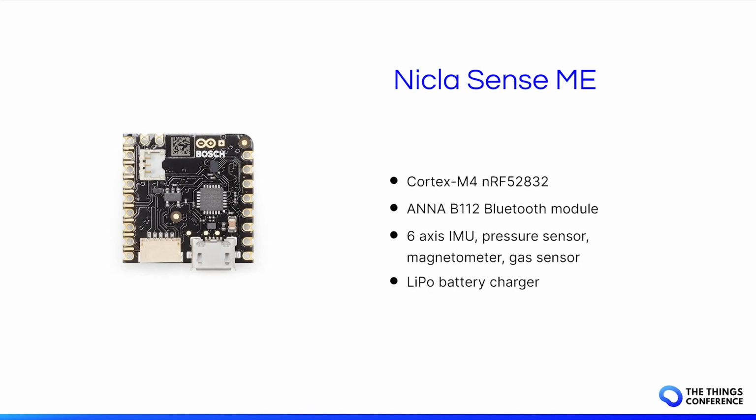And then there's the NiklaSense ME. It does not have onboard LoRa connectivity, but it's meant to be used as a sensor node, so you can connect it to one of the other boards. You can do so via Bluetooth or with a cable. It has a 6-axis IMU, it has a pressure sensor, it has a magnetometer, and it has a gas sensor. You can also power it with a battery.